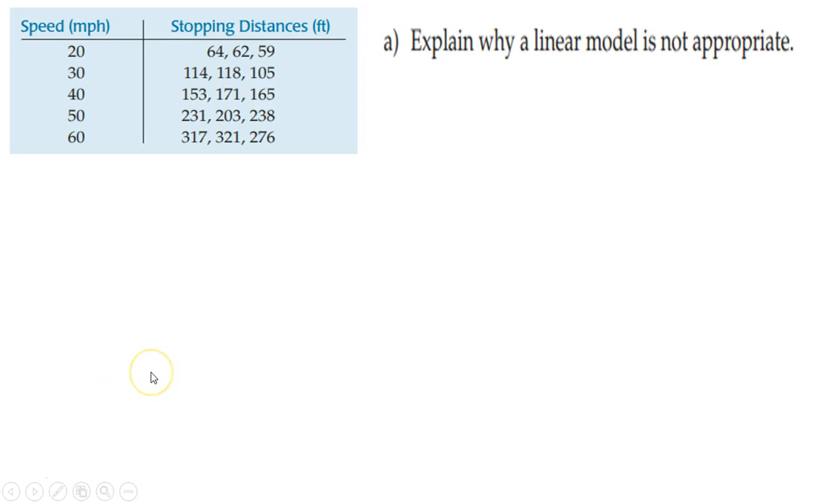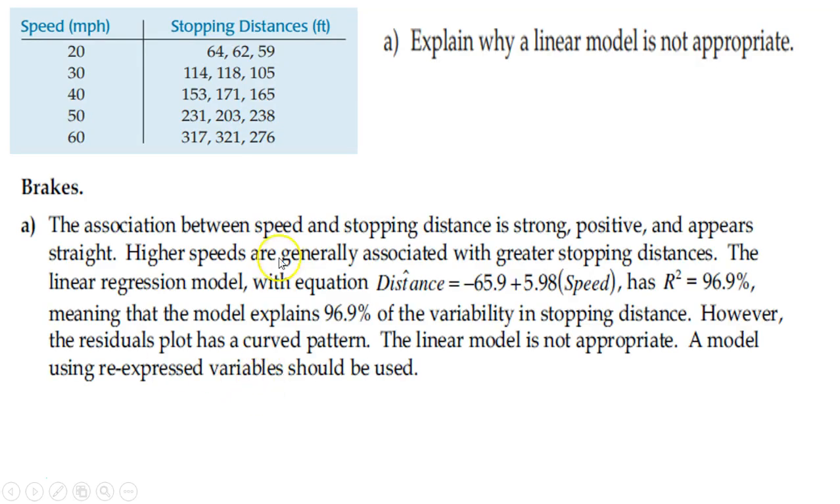So, point is, explain why a linear model is probably not appropriate. Well, the association between speed and stopping distance is strong, positive, and appears straight. And how could you do that? Well, you could plug this in on the calculator, right? Plug in your points and see what you get. 20, stopping distance, 20, stopping distance, 20, stopping distance, and 30. You could fill this in to see what you would get. But it says higher speeds are generally associated with greater stopping distance. And look at it, that's seeming to happen.